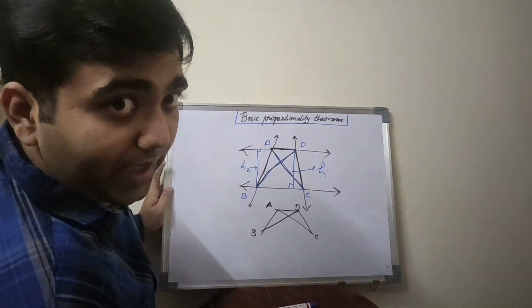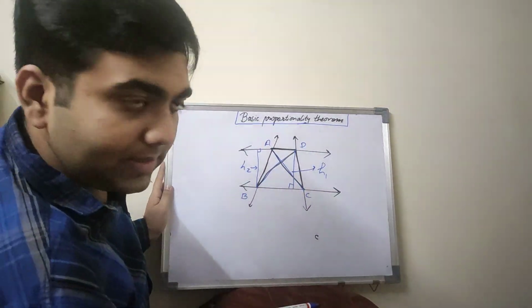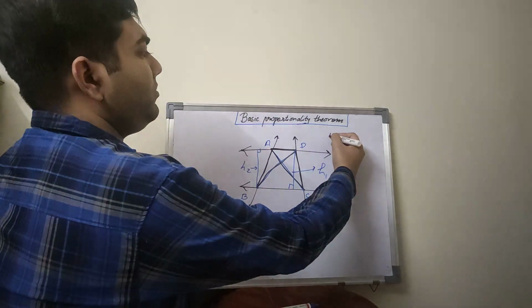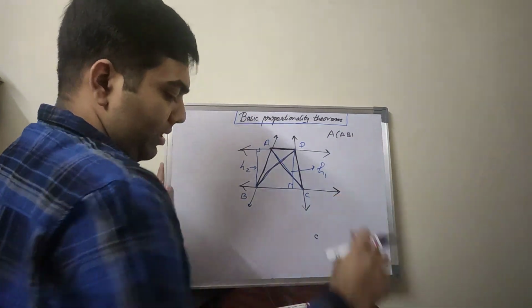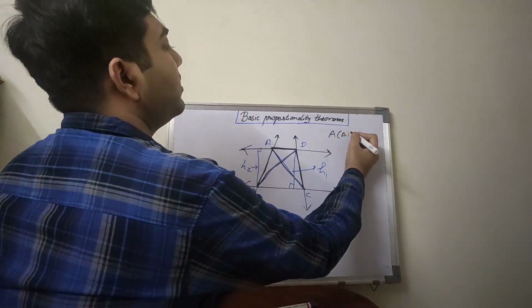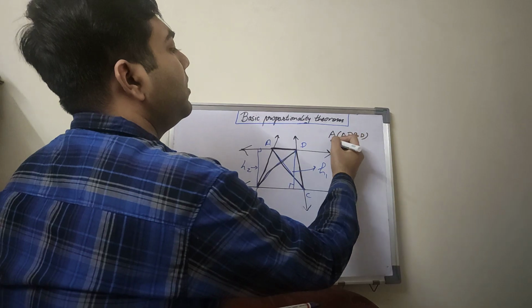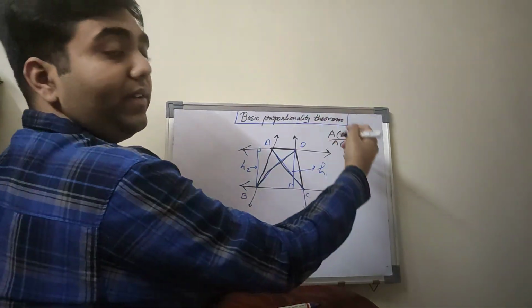So let me write the ratio of both of their areas. So what is going to be? Area of triangle ABD. Okay, you have to be very careful while writing the names. ABD upon area of triangle ACD. I will take ACD.